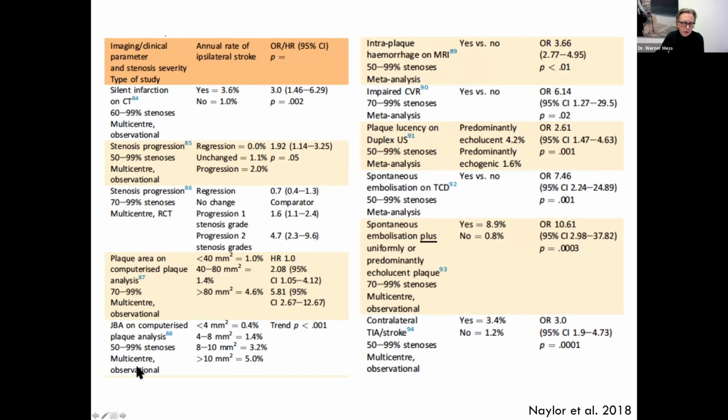So we have here in the first column all the different methods, and in the last column we have the predictive value, mostly expressed as the odds ratio. But again, don't try to read it. We will come back to this in a minute.